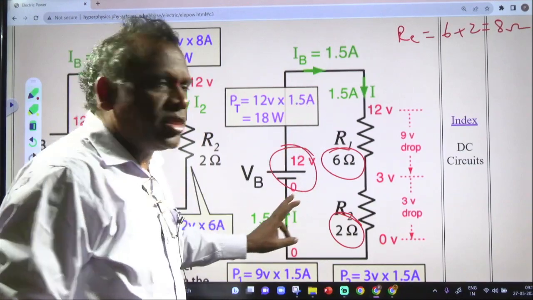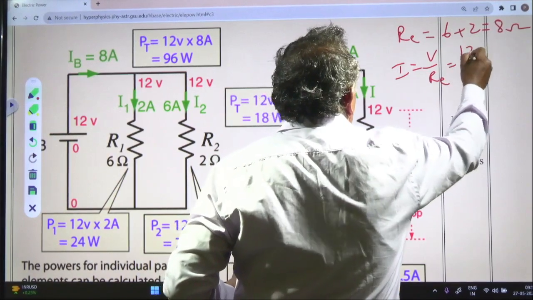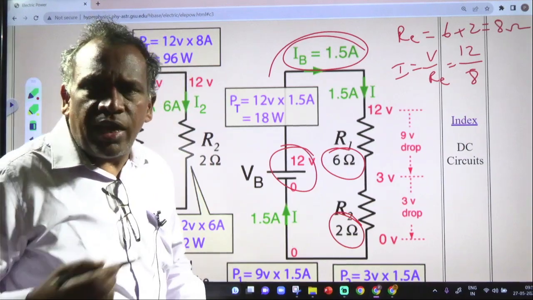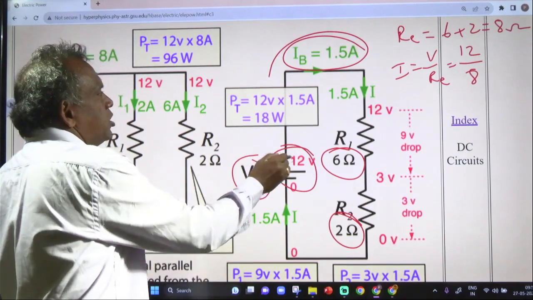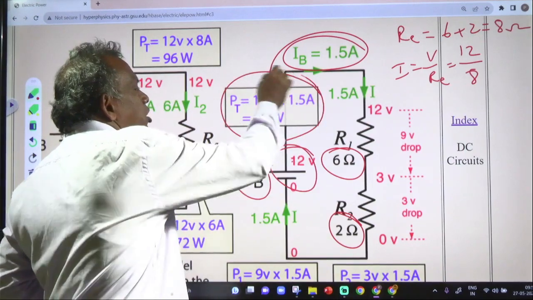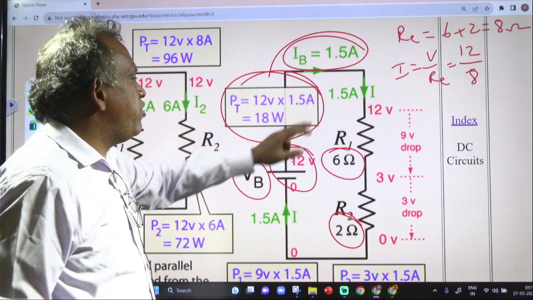Once you have 8 ohms, then current is nothing but voltage by resistance. Total voltage is 12 by 8. It is nothing but 1.5 amperes. So 1.5 amperes is coming out of that. So the voltage is 12 volts, current is 1.5. The power transmitted is voltage into current. 12 into 1.5 means 18 watts is coming only. In the series connection only 18 watts will come to the circuit. In that, the current will be the same. So 1.5 amperes of current is going to pass through.